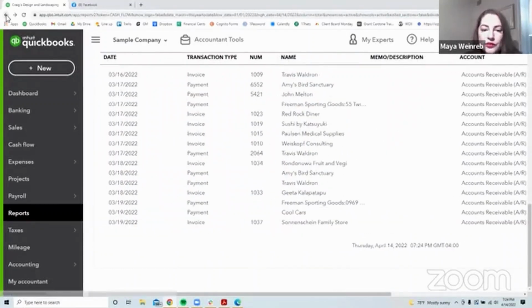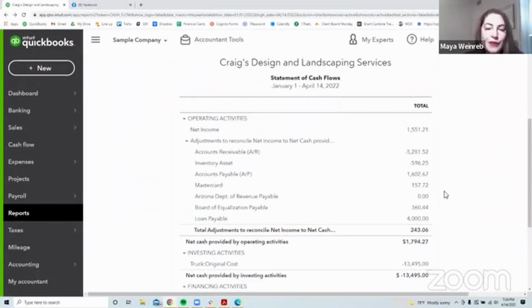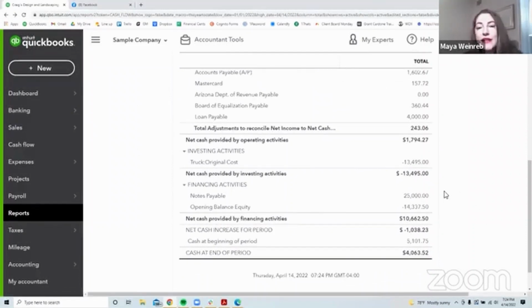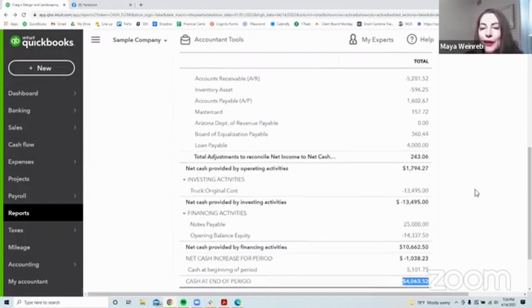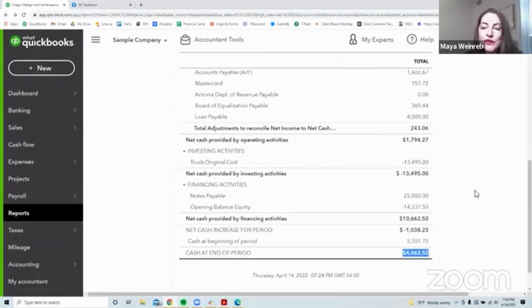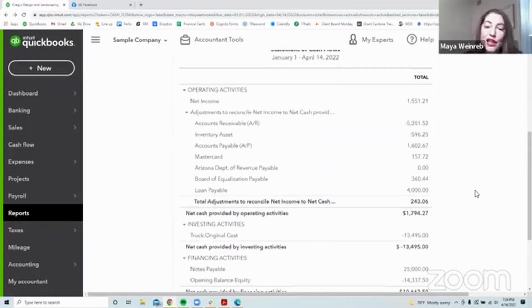But honestly, I mainly use this report to see the distributions, because in the end it shows you your cash at the end of the period. This is something that you can use, and something your CPA can use. It is something interesting to look at, but it's mostly going to be used for taxes at the end of the year, but it is very good to look at. Okay.